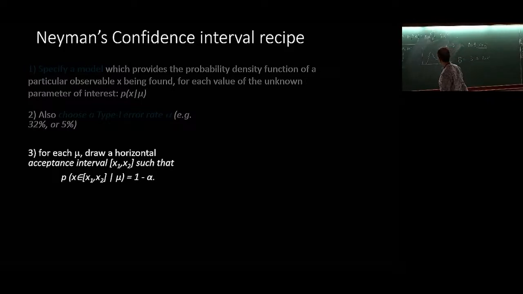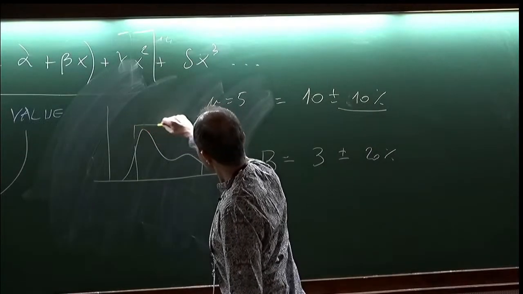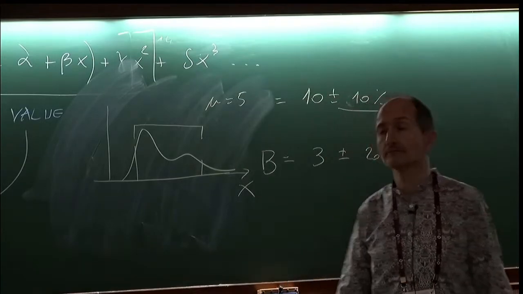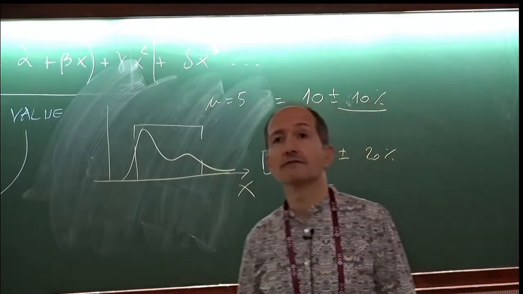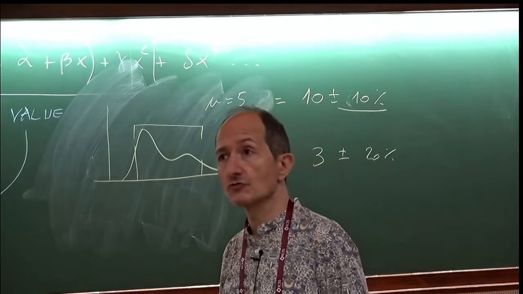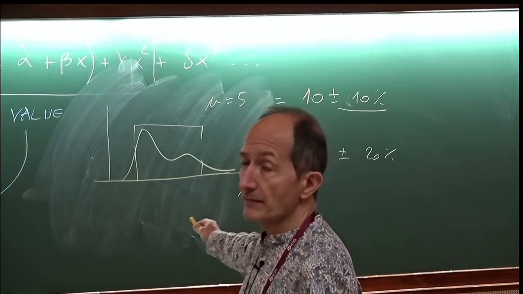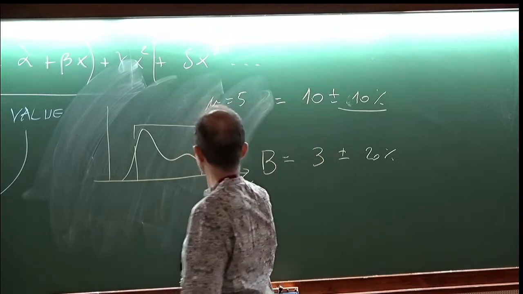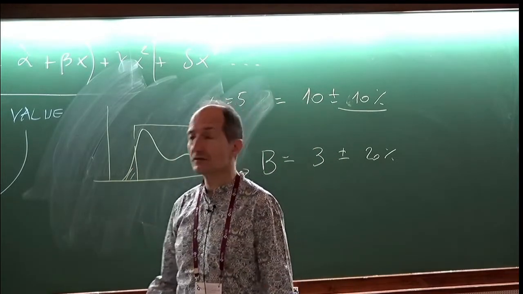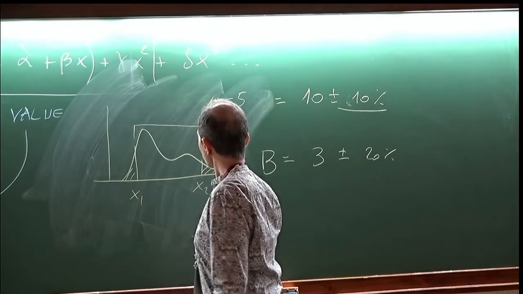And then you draw a horizontal acceptance interval such that the probability that you find x in this interval is 1 minus alpha, given mu equals 5. So if this is the axis of x, you are asked to produce an interval that contains 1 minus alpha of the probability. How can I do that? There are an infinite number of ways to do this if I have a continuous distribution. Because all I'm asked to do is to produce an integral that leaves 5% outside of it. So I need to get x1 and x2, and there's an infinite number of ways.